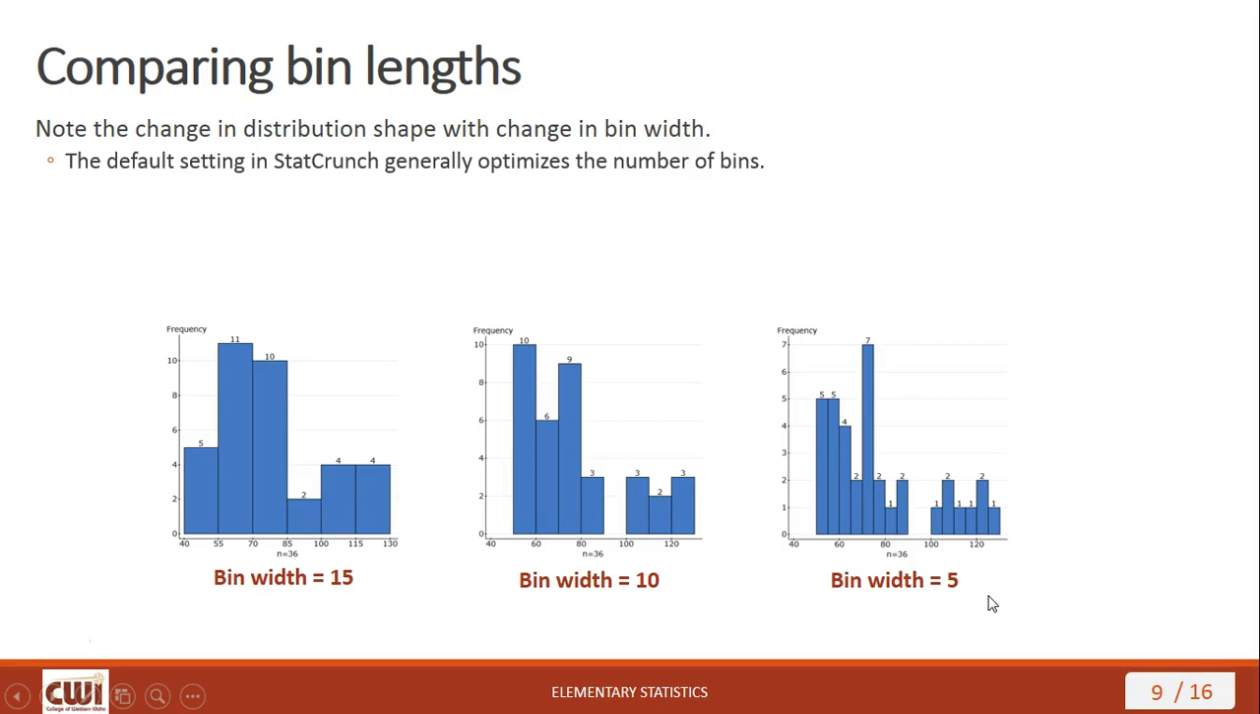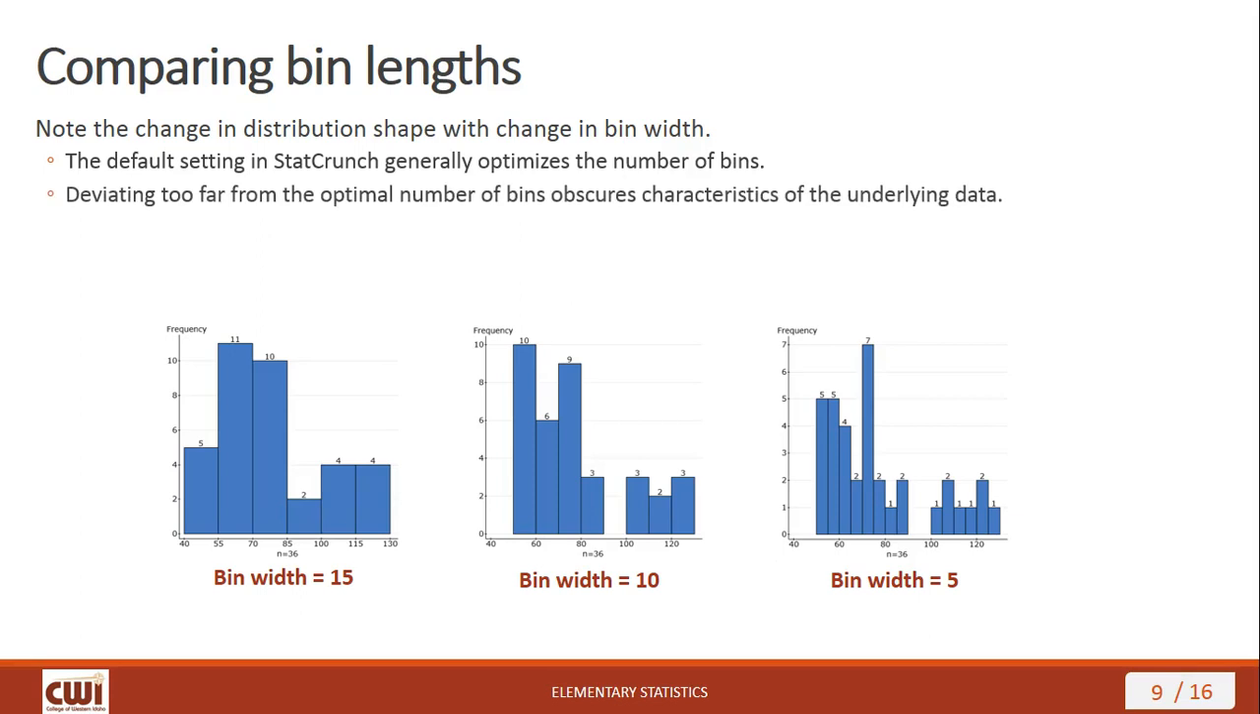So the default setting in StatCrunch will generally optimize the number of bins that you want. You don't want too few and you don't want too many. You want to get some sort of sweet spot right in the middle. But where is that sweet spot? Well, there are equations and formulas that you can use to determine what that optimal number is, and they've been programmed into StatCrunch. So for the most part, you're just going to want to let StatCrunch do that number crunching for you. Just go with the default and let it pick the number of bins to put your data into.